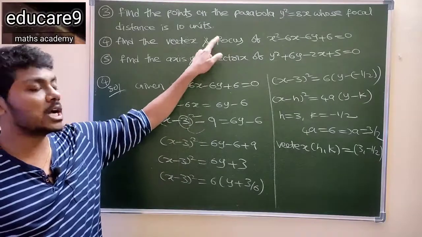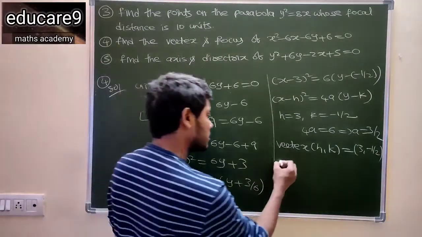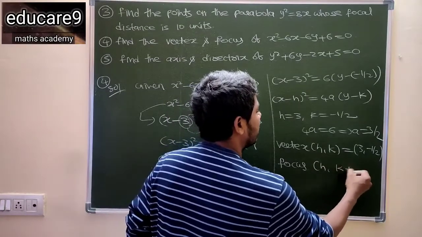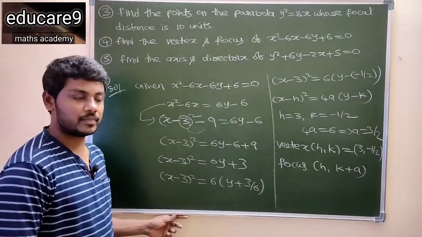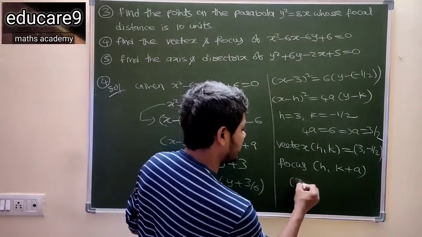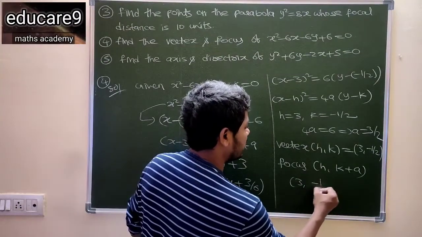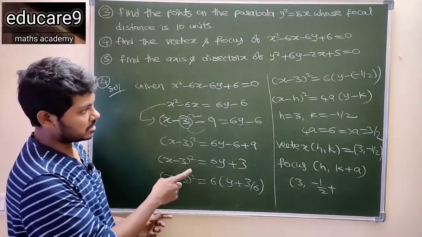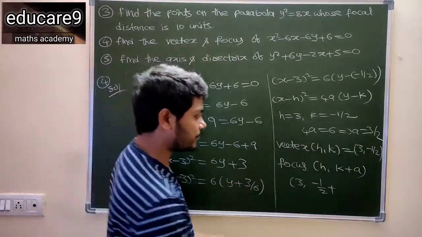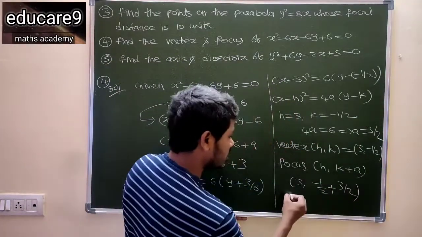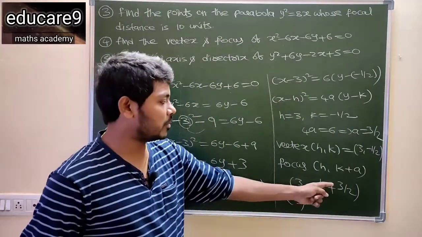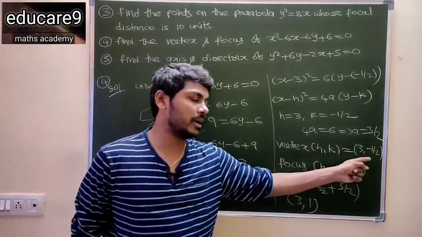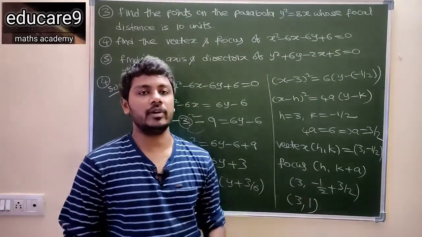And find focus. So what is the focus? In that case, focus is h comma k plus a. Okay. So h is what? 3 comma k is what? Minus 1 by 2 plus a value. So what is a value here? 3 by 2. So clearly 3 comma, 3 minus 1, 2 by 2 is 1. So here vertex is 3 comma minus 1 by 2 and focus is 3 comma 1.